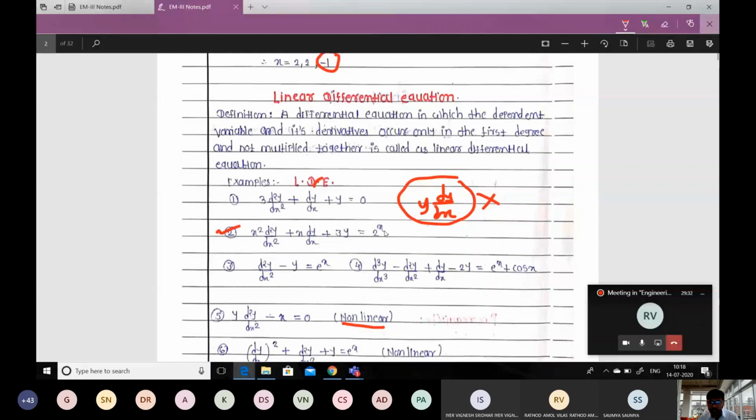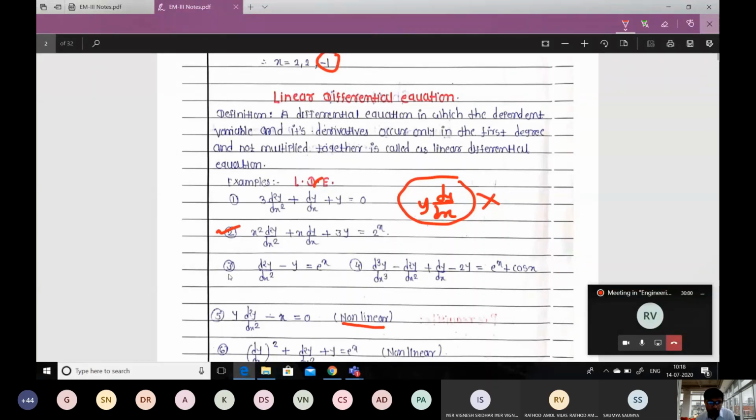Here we can say it is an exponential function, and this function includes only terms of x, the independent variable, not the dependent variable. If there is a term something like 2 to the power x into y, that is also not acceptable in a linear differential equation. So let me go through the definition once again. A differential equation in which the dependent variable and its derivative occur only in the first degree, having degree 1, and not multiplied together, is called a linear differential equation.